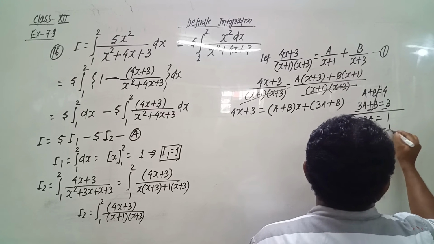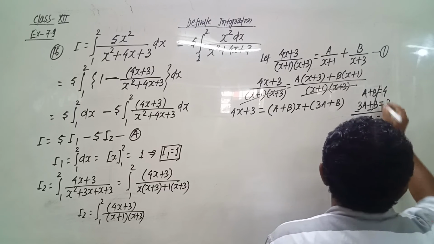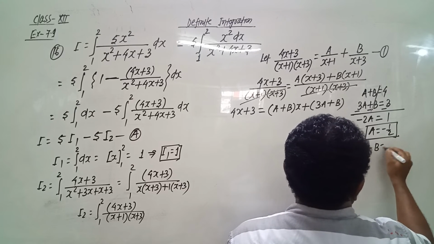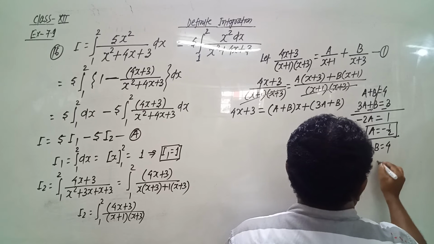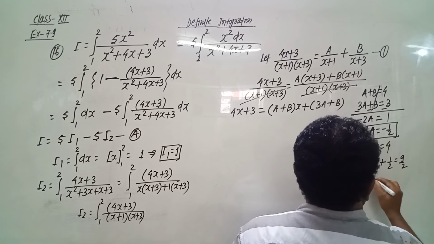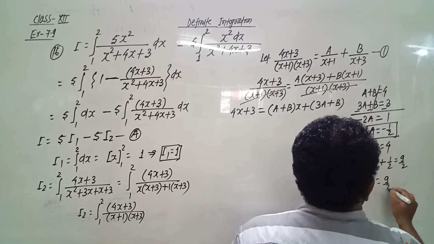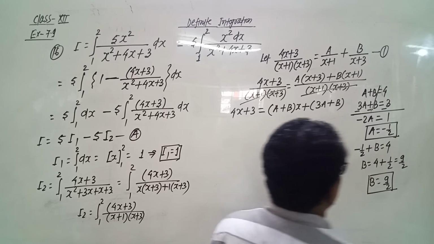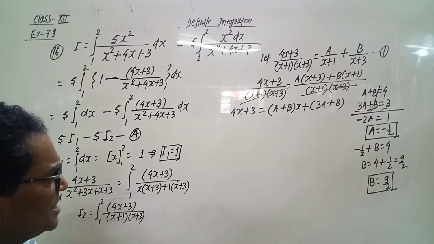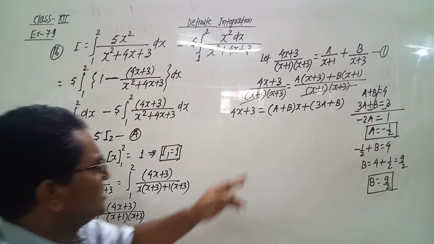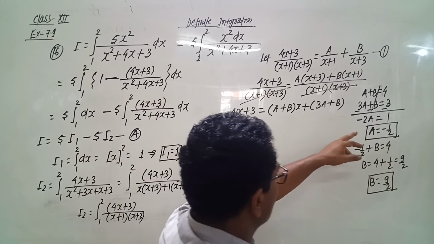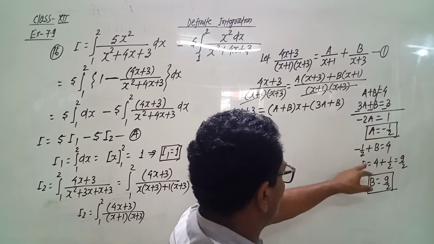So a equals minus 1 by 2, and a plus b equals 4, so minus 1 by 2 plus b equals 4, and we find b equals 4 plus 1 by 2, which is 9 by 2. So the value of b comes to be 9 by 2. Now put the values of a and b in equation number 1: 3a plus b equals 3. This is minus 2a equals 1, so a is minus 1 by 2.